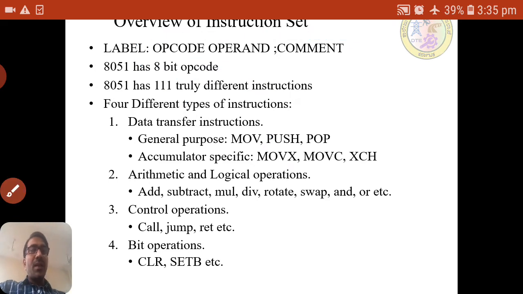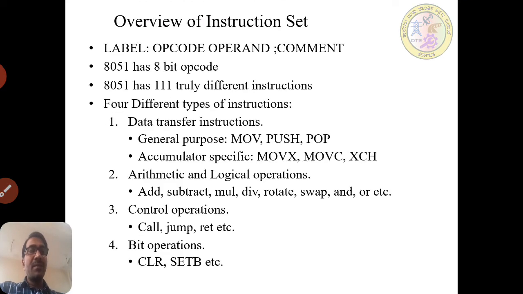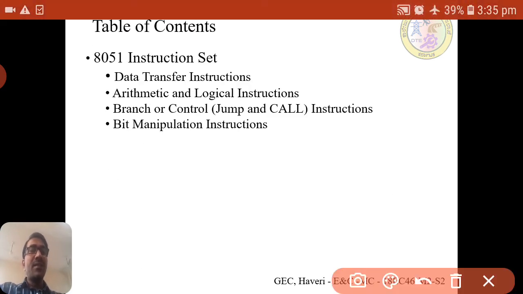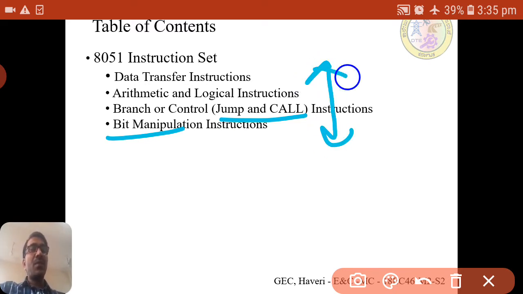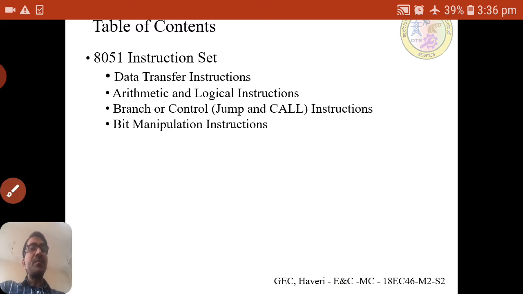There are different types of instructions, the same as given in the contents here: data transfer instructions, arithmetic and logical instructions, branch or control instructions, which in some places we call jump and call instructions, and the last one, bit manipulation instructions. The 8051 microcontroller has these different types of instructions.